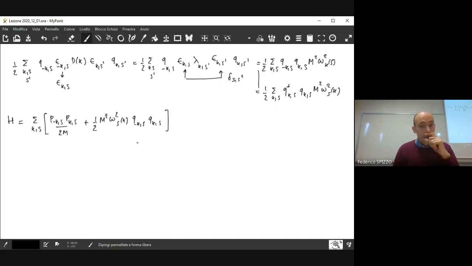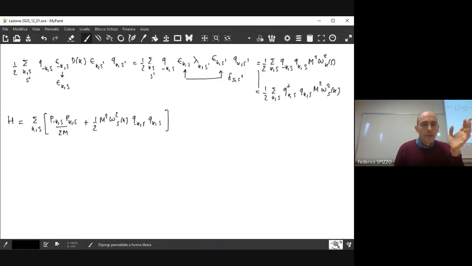So the final point is that the initial problem that was not diagonal is now, when we move to the Fourier space, written in a diagonal way, since you have a summation over all the possible degrees of freedom of the system, so over all possible wave vectors and over all possible polarization values of something that may recall in your mind the Hamiltonian that you had for a harmonic oscillator.